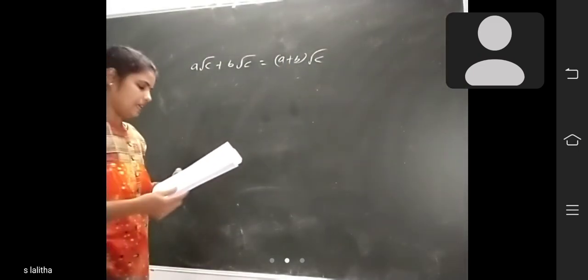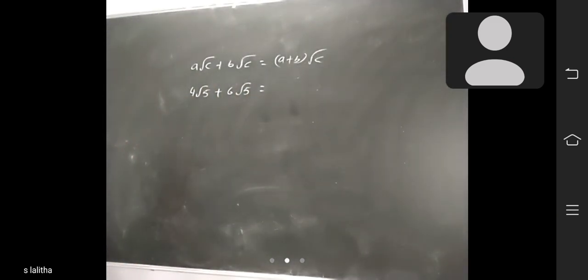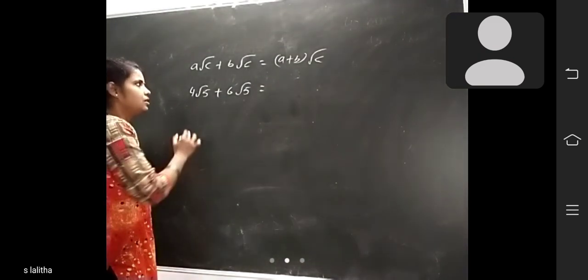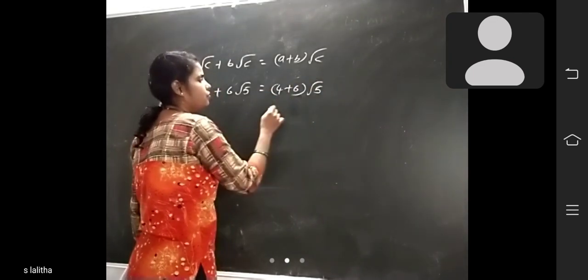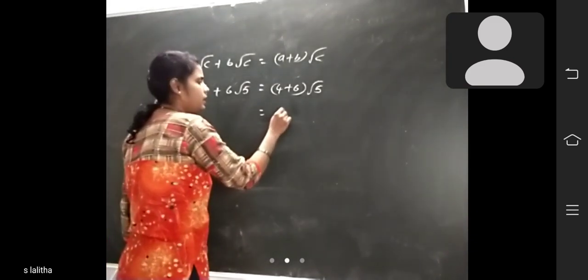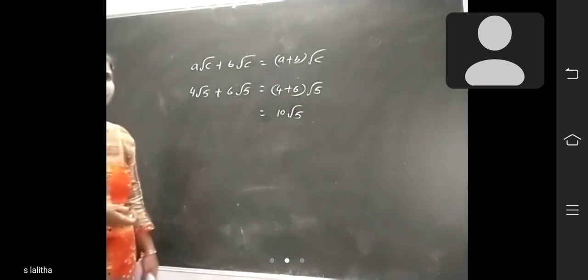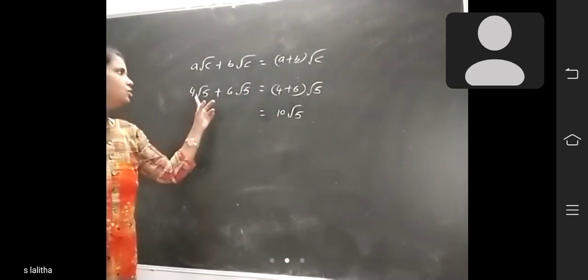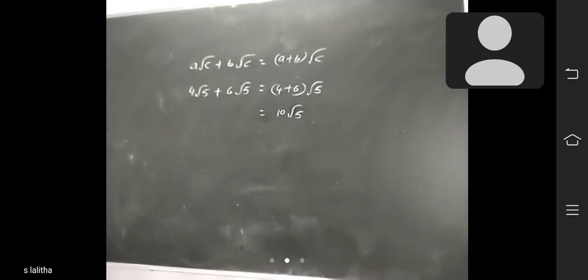Okay, see the example. 4 root 5 plus 6 root 5. How can you add? These two are like surds only, root 5, root 5. Now add 4 plus 6, that is 4 plus 6 root 5. 4 plus 6 how much? 10. 10 root 5. Already we learned the types of surds yesterday. Okay, children, did you understand?